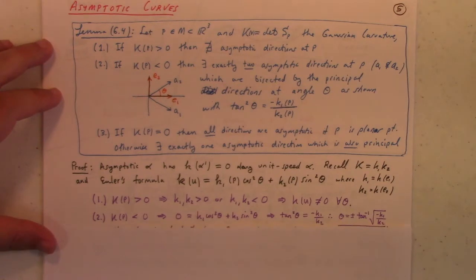All right. Case two, if the Gaussian curvature is less than zero, that means that you can solve this: zero equals that plus that. So I just solve, and you get tangent squared theta is minus k1 over k2.